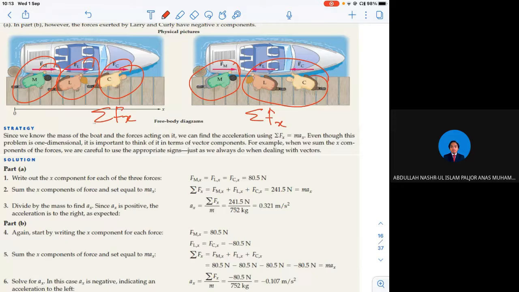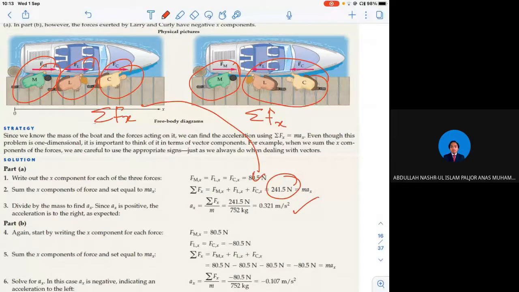So you need to do something to that value. For example, in this part, everything is going to the right, therefore you can just add it up to get 124.5 Newton, equivalent to ma, and then you can find the acceleration.